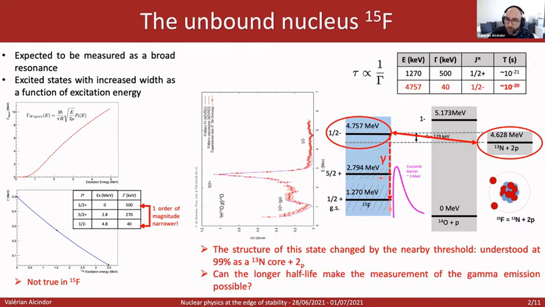Also, if you think about the fact that the width is narrower, then you can expect this state to have a longer half-life. Due to that, we saw that it could be possible for this state to decay by emitting a gamma ray to the ground state. This would be an extremely interesting result, because gamma emission between unbound states has not been measured often. Then also it would be an E1 transition from this narrow state to a broad ground state, which would mean a broad gamma energy.